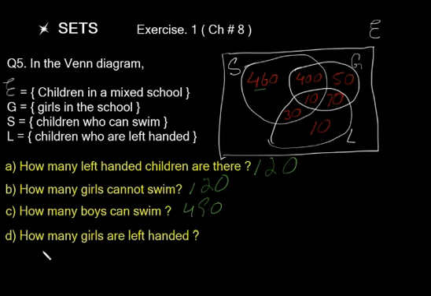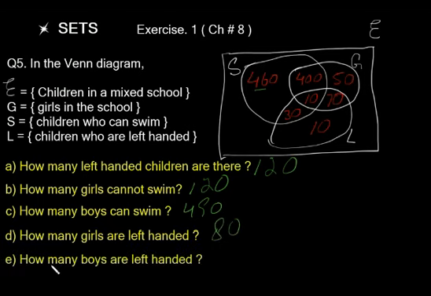In part D it says how many girls are left-handed. It means that once again you have to see in the circle of G, which is of girls, and you have to look at who are left-handed. It means that you are looking for the intersection of G and L, the left-handed. So the intersection is 10 and 70. If you add 10 and 70, that makes 80.